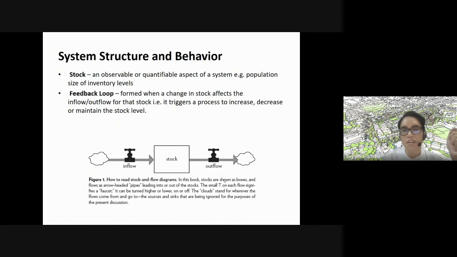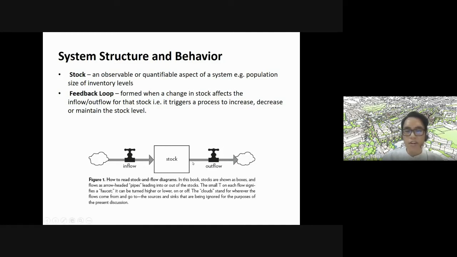So these are just some terms that Meadows uses to simplify systems. You have inflow, outflow, and then stock. Stock is an observable or quantifiable aspect of a system. So the stock can be anything. For design, our stock could be our building materials. Stock could be our workers, our designers. For a project or proposal, I think it's a lot better once we have an example.